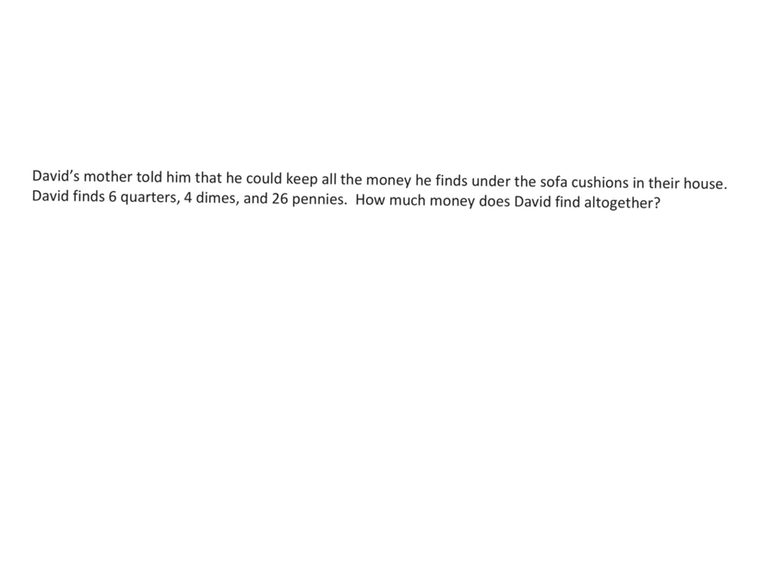First one. David's mother told him that he could keep all the money he finds under the sofa cushions in their house. David finds 6 quarters, 4 dimes, and 26 pennies. How much money does David find all together? So you might want to draw this out, use some tape diagrams to help you figure out the total amount of money he finds.